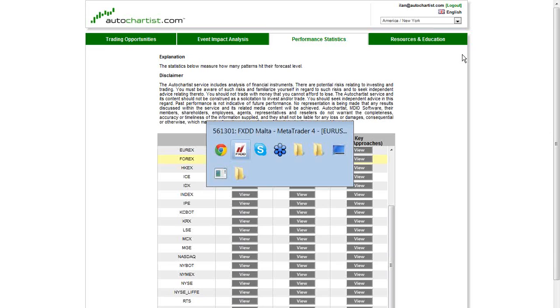On MetaTrader, you would see in the custom indicator section on the left-hand side some Autochartist indicators. The first one I was showing you was Autochartist Web. If you drag and drop that onto your chart, the Autochartist web application that we just ran through would show.